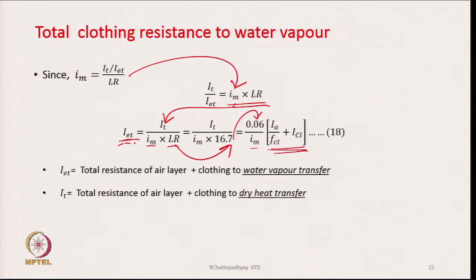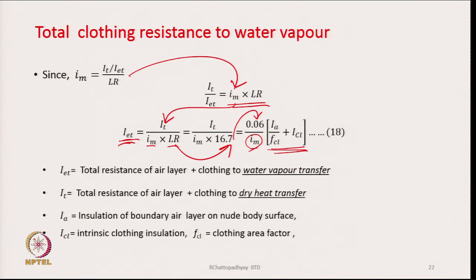Total evaporative heat transfer is related to the permeability index of the clothing material. If you know the Ia value, Fcl value and Icl value, then we can calculate the evaporative heat transfer coefficient. So, this Iet, we are writing it again, because these terms move away from our mind. So, we have to repeatedly look at them so as to remember them.